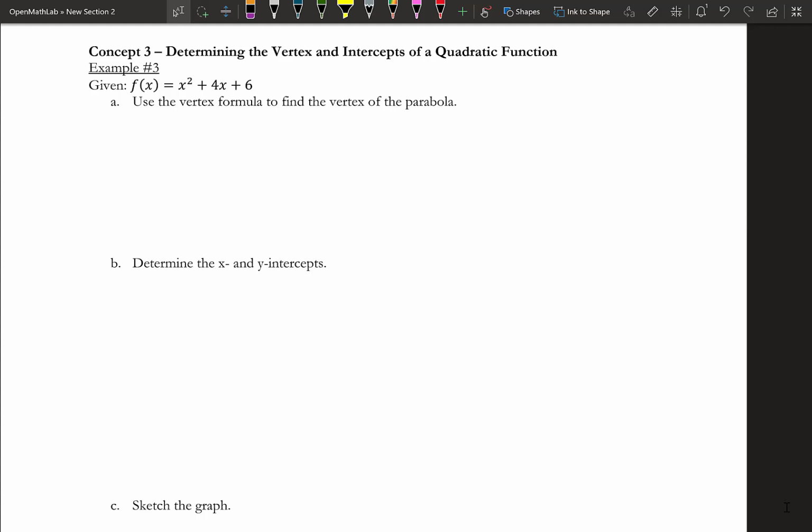So then the next page, we start a new concept. Concept 3 is determining the vertex and intercepts of a quadratic function. I know really not a lot of new stuff, but we're going to use this vertex formula. So we have f of x. Just to note that a is 1, b is 4, and c is 6. So the vertex formula (h, k) is equal to negative b over 2a, comma, f of negative b over 2a.